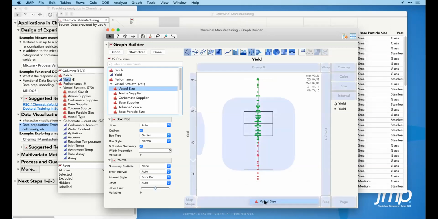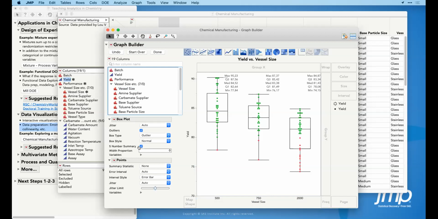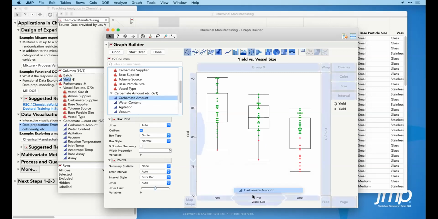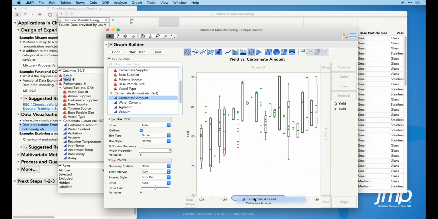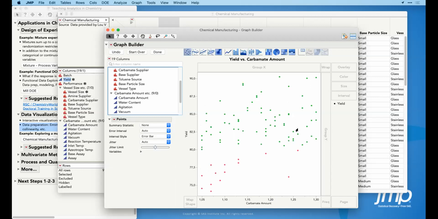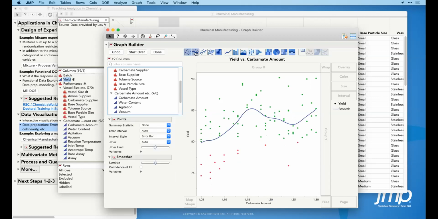I can also add the vessel size here. So now we see the box plots, but for 3 different groups, categories. So these are the different vessel sizes. I can also take this carbamate amount, which is continuous, and drop it on the axis. So now we see many, many box plots, but this is more for a scatter plot, where I can also add a smoother. I can fit less or more to my data.